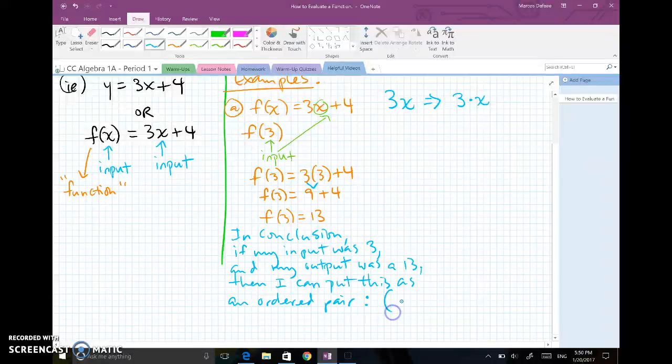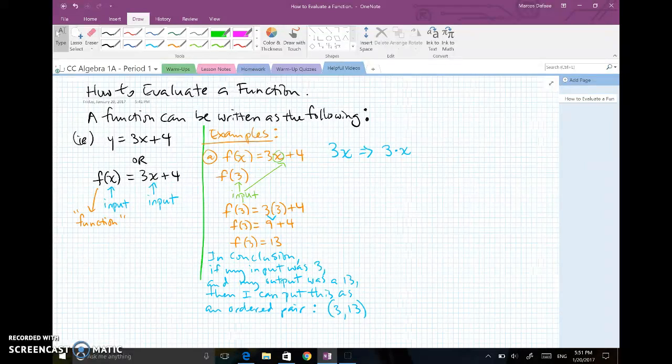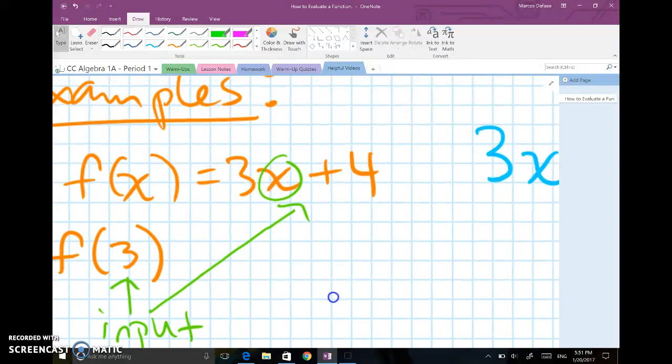Okay, and it would look like this. It would be 3, 13. And I don't expect anybody in my class to write this conclusion paragraph or a set of sentences here, but it's just something for you to put it all together and understand that, well, they do go together. The 3 makes the 13 when it's used in the function over here with the 3x plus 4.